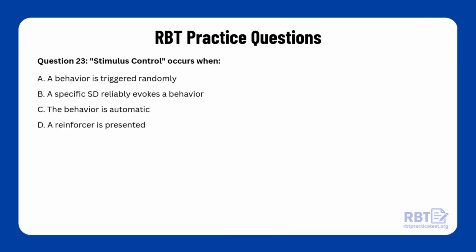Question number 23. Stimulus control occurs when: A. A behavior is triggered randomly. B. A specific SD reliably evokes a behavior. C. The behavior is automatic. D. A reinforcer is presented. The correct answer is B.